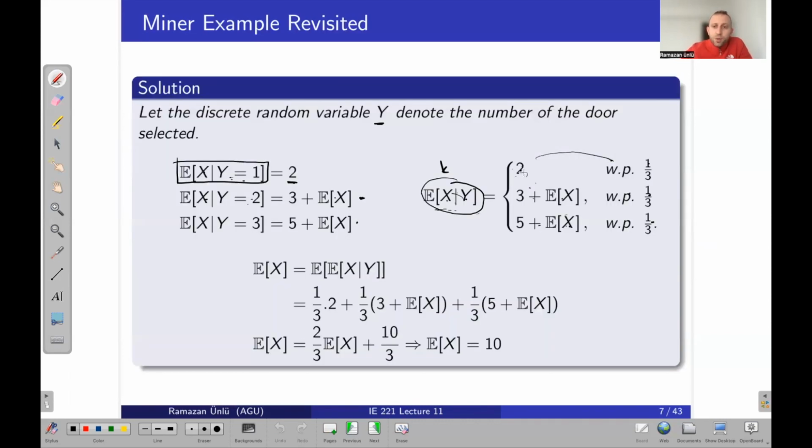So, which is simply 2 times 1 over 3, plus 3 plus expected value of x times 1 over 3, plus 5 plus expected value of x times 1 over 3, will give me the expected value of k, and k is equal to expected value of x given y. This guy, okay? And what is this? This is equal to expected value of x. And if you do some simple math, you will find that the expected value of x, the unconditional one, is equal to 10.